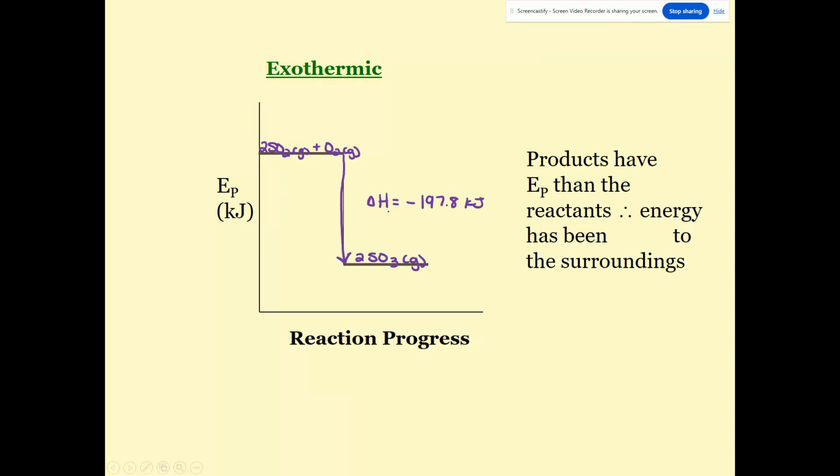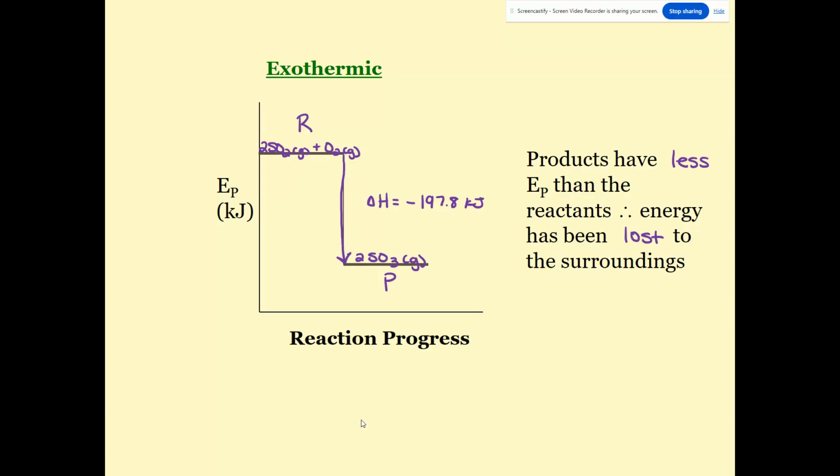So you might be using or hearing words that the products have less stored energy than the reactants because energy has been lost to the surroundings. Okay, so the potential energy diagram for an exothermic reaction, again, your reactants versus your products. The products are lower than the reactants. The stored energy has been lost to the surrounding environment.